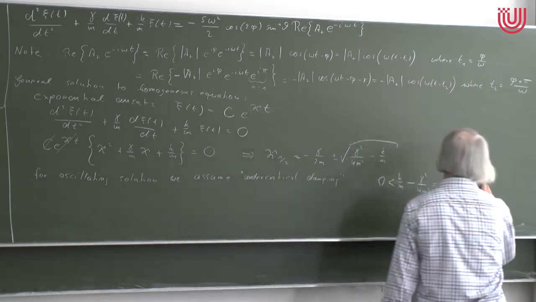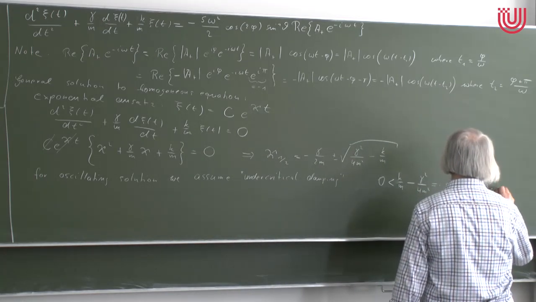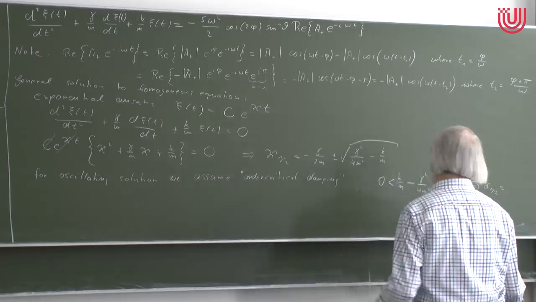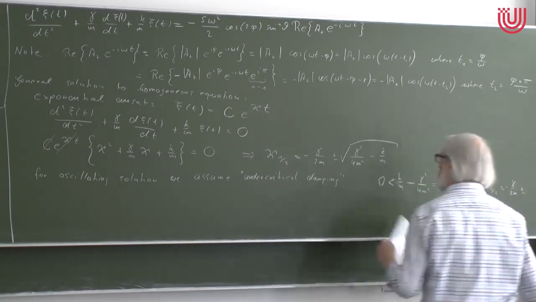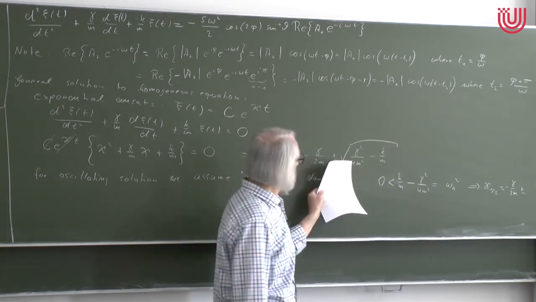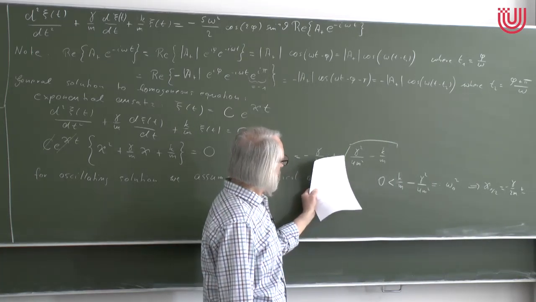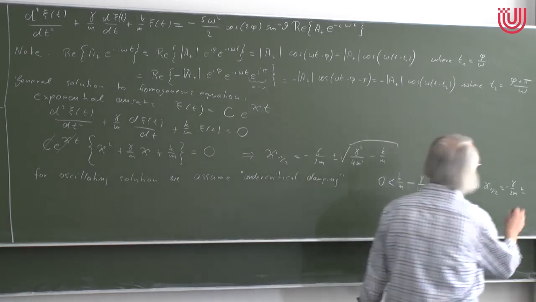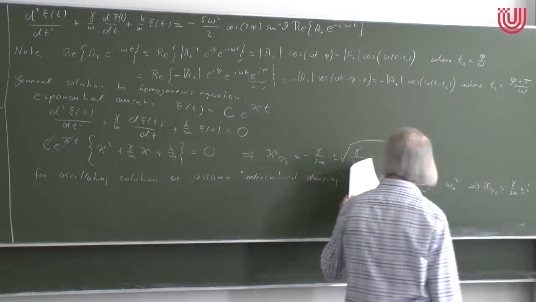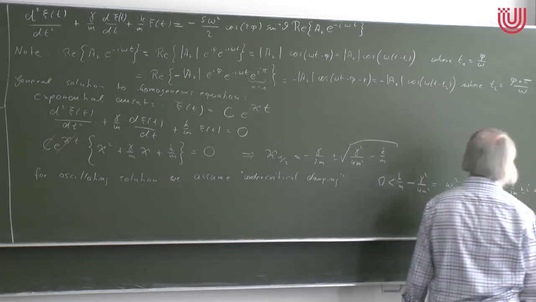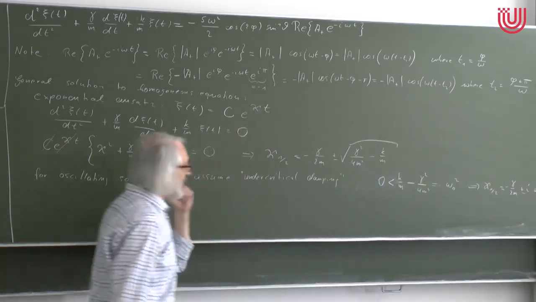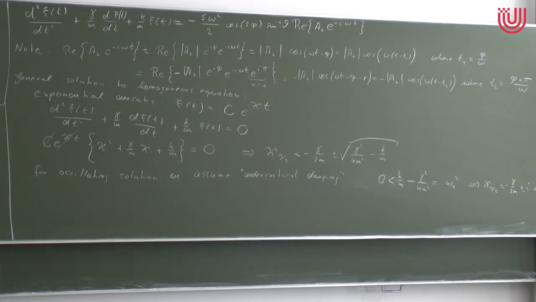And then I have my kappa 1, 2, which is minus gamma over 2m, plus or minus, and here I pull a minus sign out of the bracket. Then, because it's under the root, it becomes an i. And under the root I have omega naught squared, so I get plus or minus i omega naught. So then I have oscillating solutions.